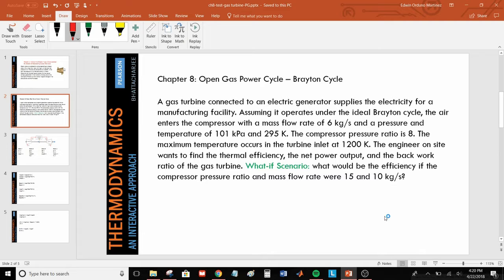The compressor pressure ratio is 8. The maximum temperature occurs in the turbine inlet at 1200 Kelvin. The engineer on site wants to find the thermal efficiency, the net power output, and the backwork ratio of a gas turbine. And a what-if scenario: what would be the efficiency if the compressor pressure ratio and the mass flow rate were 15 and 10 kilograms per second?